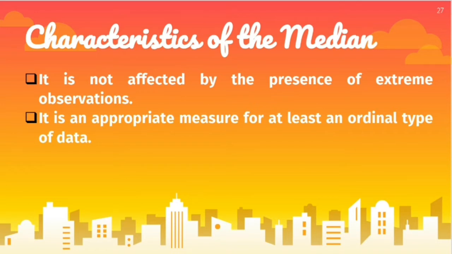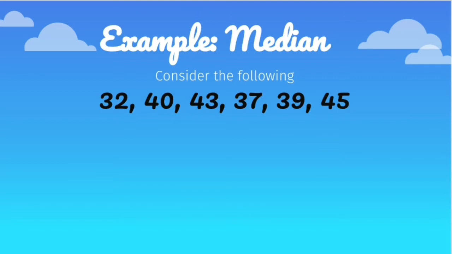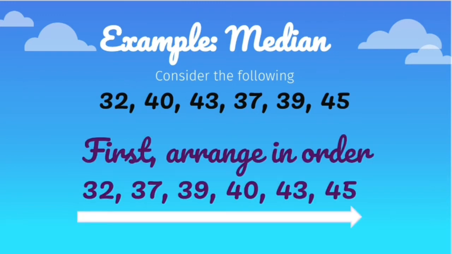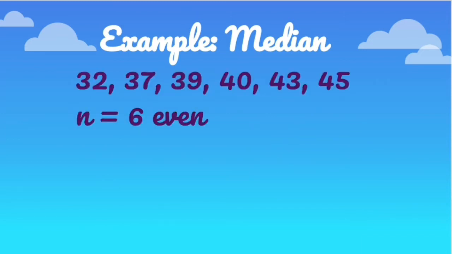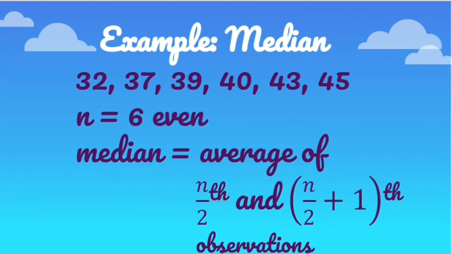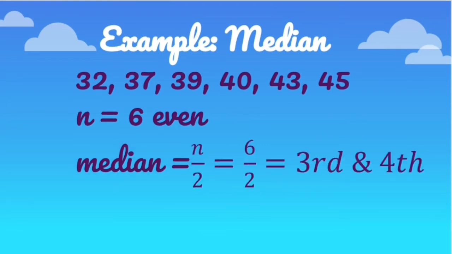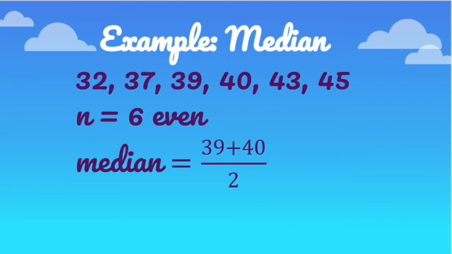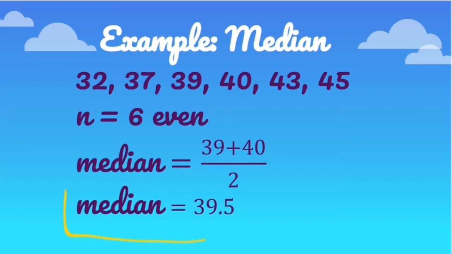Let's have another example for the median, which has an even number of observations, like this one. 32, 40, 43, 37, and 9. Okay? So, of course, first thing that you have to do is arrange them in order. Now, we have 6 observations, which is even. That would mean when we get the median, we're going to get the average of the two middle observations. So, the median would be n over 2, which is 6 over 2. That would mean the 3rd and the 4th observation. 39 and 40. 39 plus 40 divided by 2 is 39.5. And this is now our median.